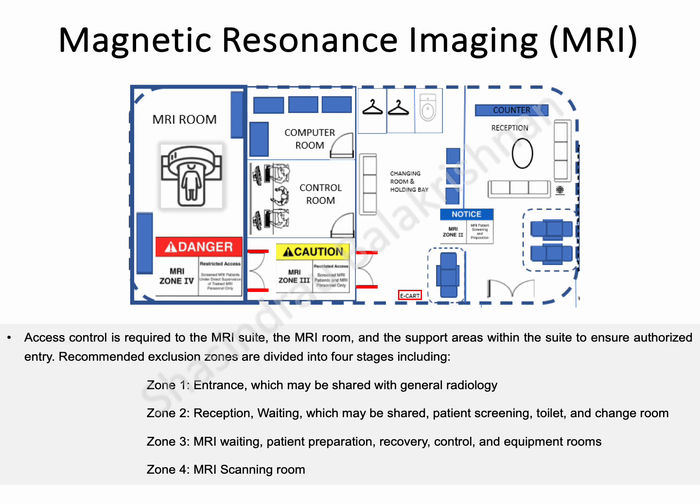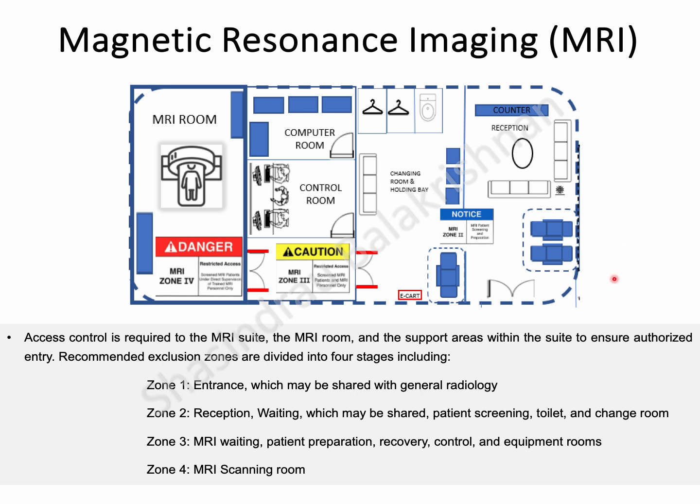The Magnetic Resonance Imaging, MRI, suite is a specialized zone in the medical imaging department that requires stringent safety measures and carefully structured access control. The layout adheres to the four-zone safety model recommended for MRI environments. Zone 1 serves as the public access area, often shared with the general radiology department, including the main entrance and general circulation space. Zone 2 typically comprises the reception, patient waiting area, screening station, toilet, and changing rooms, spaces where patient interaction and initial preparation occur. Zone 3 is restricted to authorized and screened individuals only.